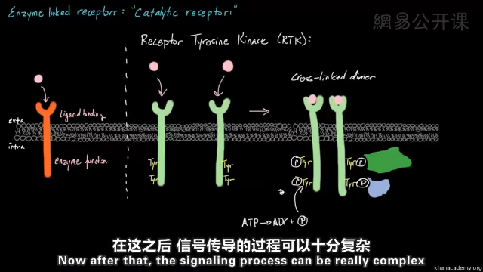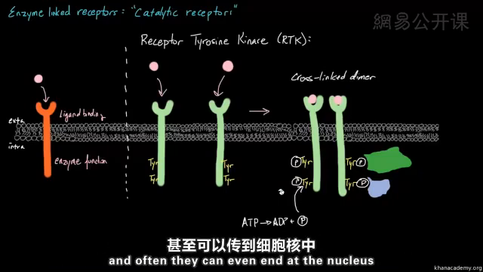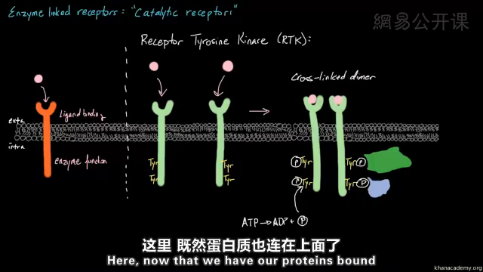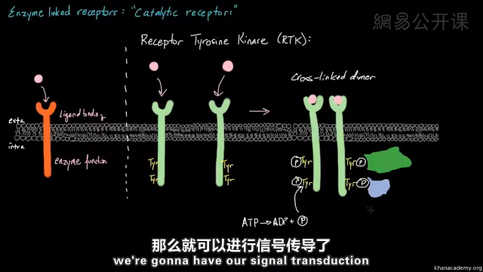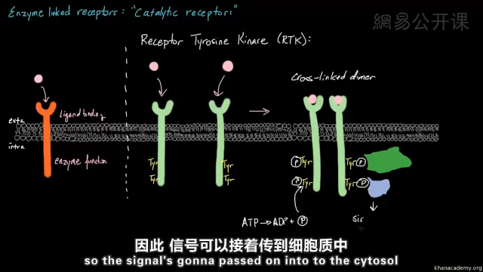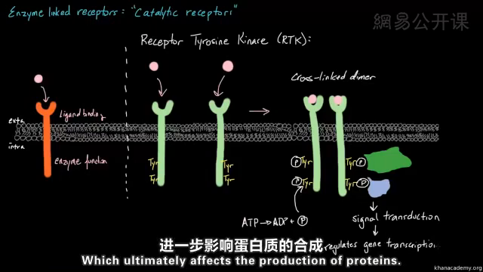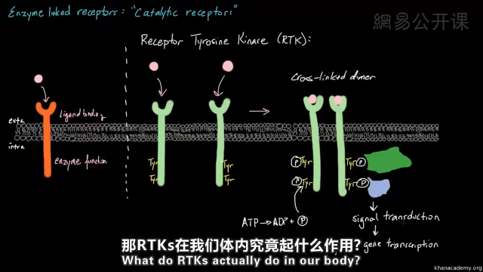Now after that, the signaling process can be really complex, and often it can even end at the nucleus, which affects gene transcription. And so here, now that we have our proteins bound, we're going to have our signal transduction. So the signal is going to be passed on into the cytosol, and ultimately this often ends in regulating gene transcription, which ultimately affects the production of proteins.